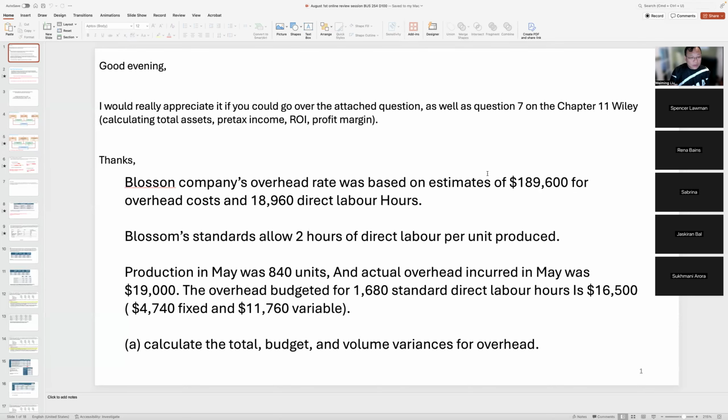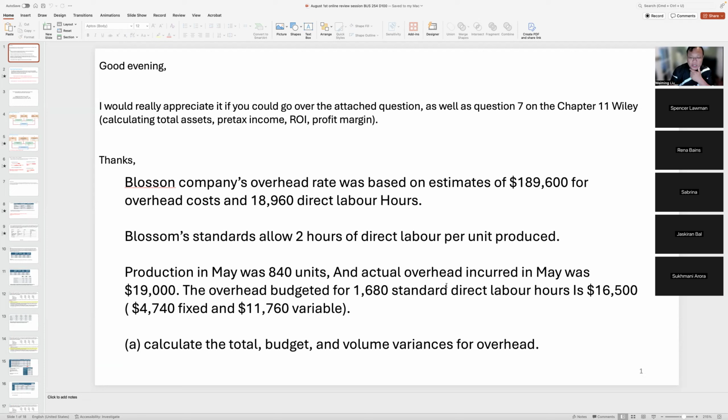Okay, so the first question is: a company's overhead rate was based on estimates of $189,600 overhead cost, and the direct labor hours are 18,960 hours. The standards allow 2 hours of direct labor per unit produced. Production in May was 840 units, and the actual overhead incurred in May was $19,000.